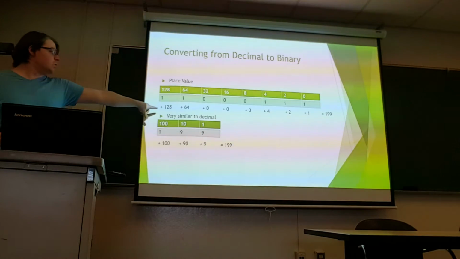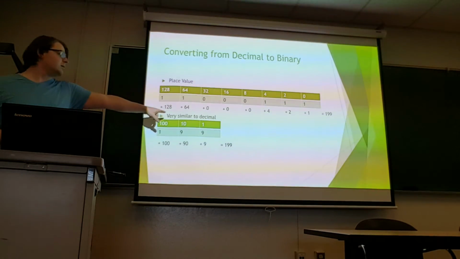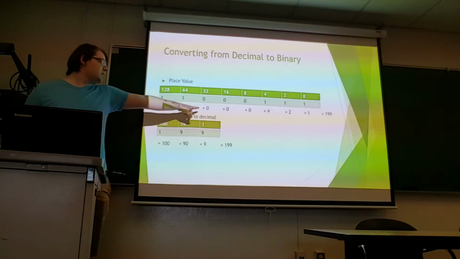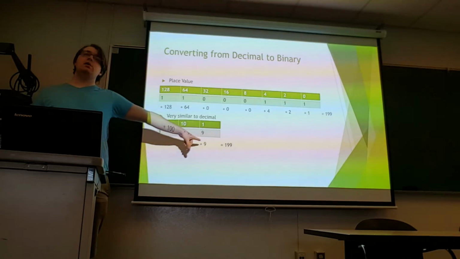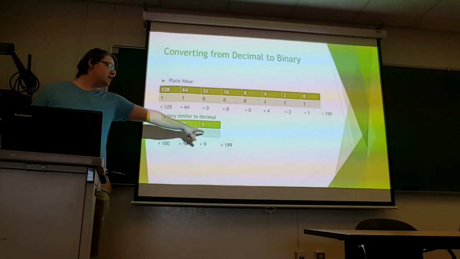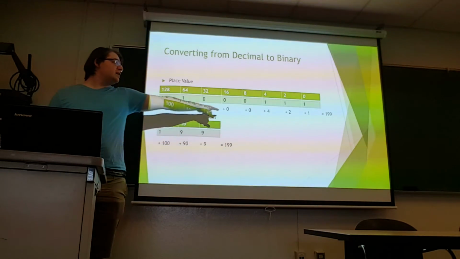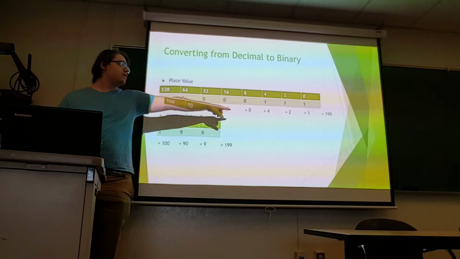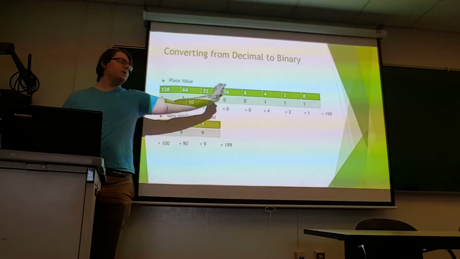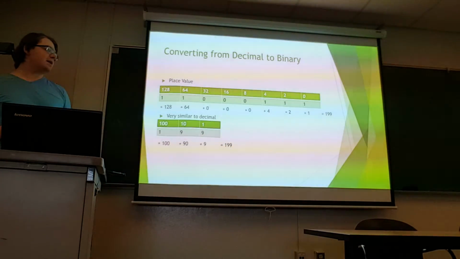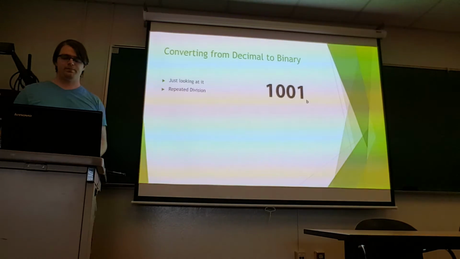199 is 128 times 1, plus 64 times 1, plus 32 times 0. If this down here was a 0, if this was 190, this would be 0 times 1, because it would be 0 in the place value. Plus 16 times 0, plus 8 times 0, plus 4 times 1, plus 2 times 1, plus 1 times 1. That makes 199. These are the exact same number.